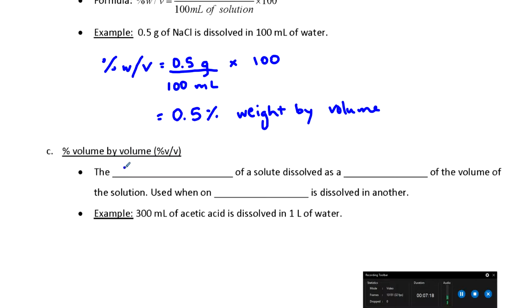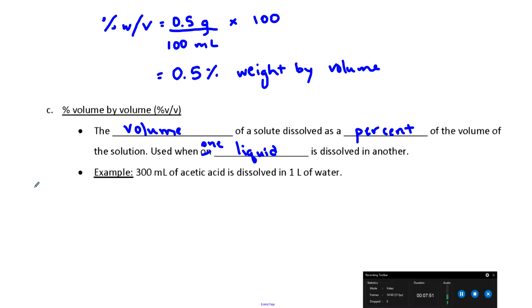Okay, so here it says the volume of a solute dissolved as a percent of the volume of the solution, used when, this should say, one liquid is dissolved in another. So for example, 300 milliliters of acetic acid is dissolved in 1 liter of water. Okay, so let's see what that works out to be percentage-wise, and then you could compare it to the percentage that you'll find on your vinegar at home.